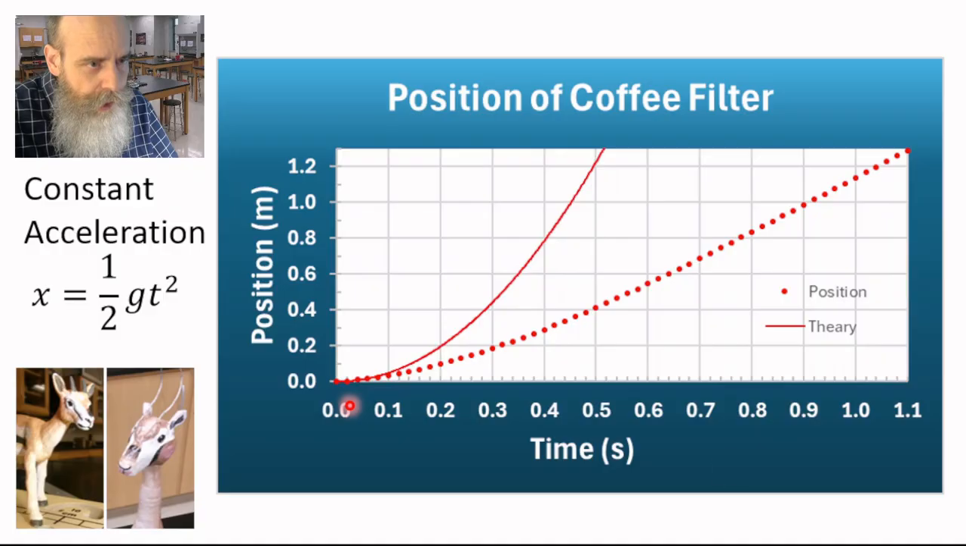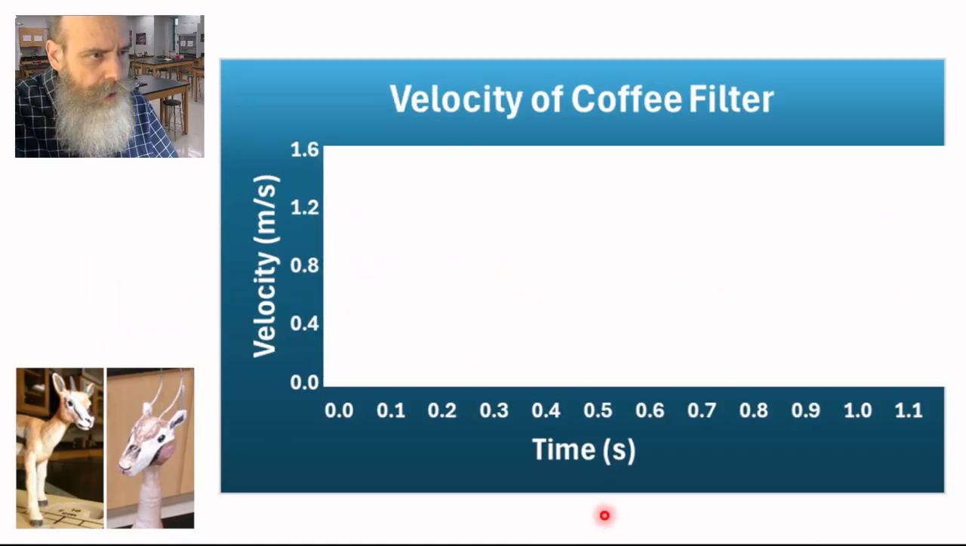You can see that the position which was measured is less than the theoretical value. This suggests that our acceleration is something less than g. It is less than 9.8 meters per second squared. Now let's look at the velocity. Here we plot velocity on the vertical axis versus time on the horizontal axis. Here's what we get.